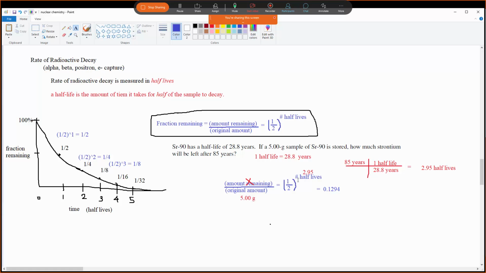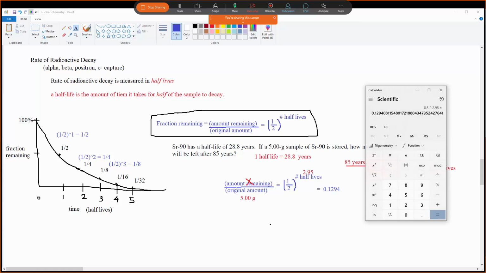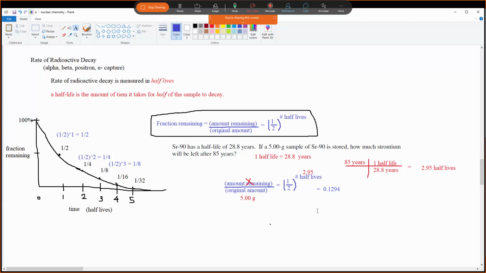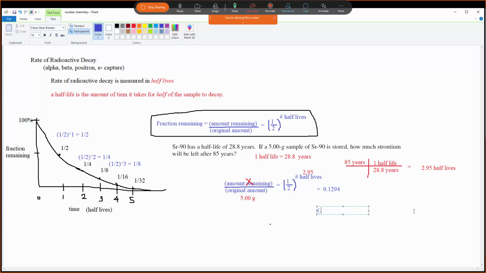Okay, and then that's 1/2 to the 2.95, multiply that by 5 grams, because this is not the amount that remains, that is just the fraction that remains, right? So that fraction of 5 grams means that after 85 years, we still have 0.647 grams remaining. All right.